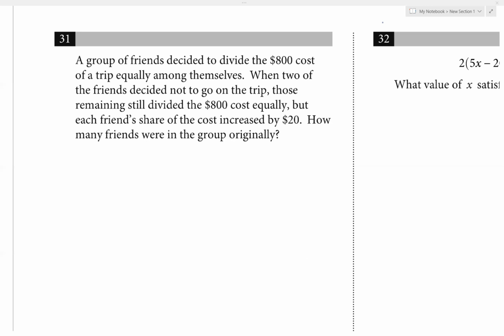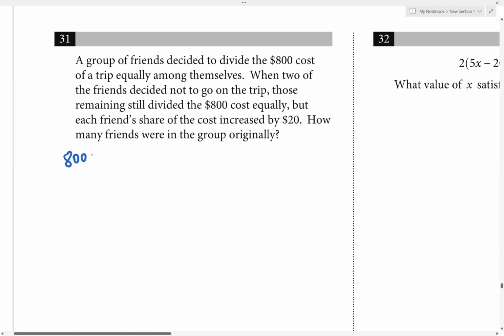And they divide $800 equally. So we know the number of people had to be a whole number factor of 800. Okay, and we could just do a trial and error here. And I think that's actually a good approach for this question, because if we set up the equation algebraically, it's quite difficult to set up and it will be difficult to solve. So what we can do is say we have $800, we're dividing among a group of friends.